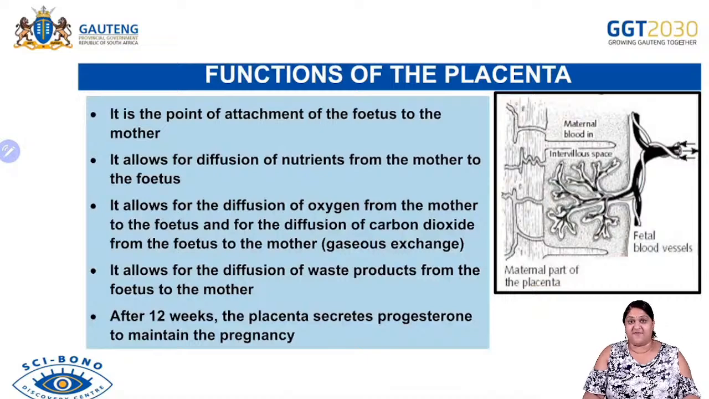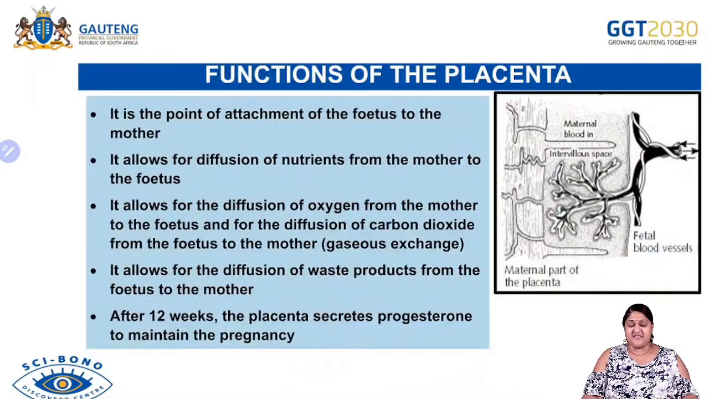Okay, so let's go to the functions of the placenta. It's the point of attachment of the fetus to the mother. It allows for diffusion of nutrients from the mother to the fetus. That's what we spoke about. The mother is the one that has the nourishment and provides the fetus with it. It allows for the diffusion of oxygen from the mother to the fetus and the diffusion of carbon dioxide from the fetus to the mother.